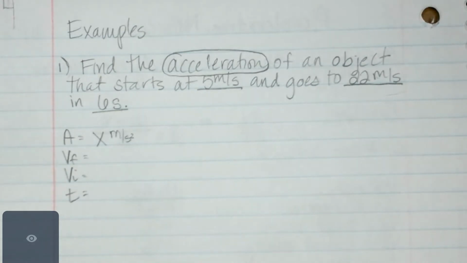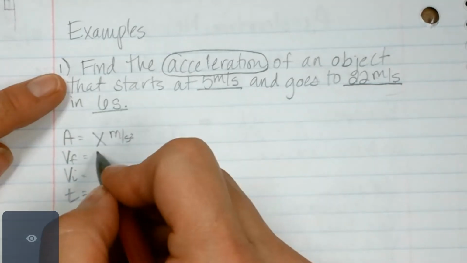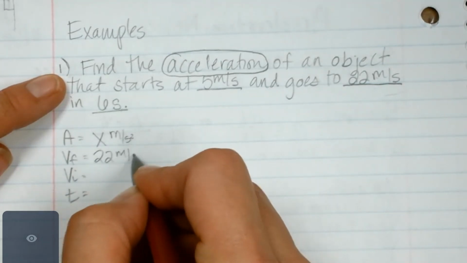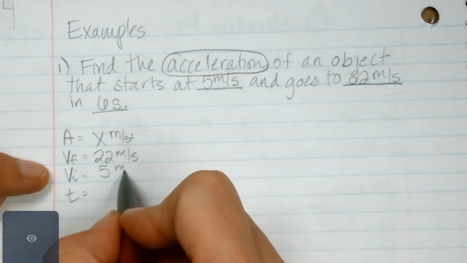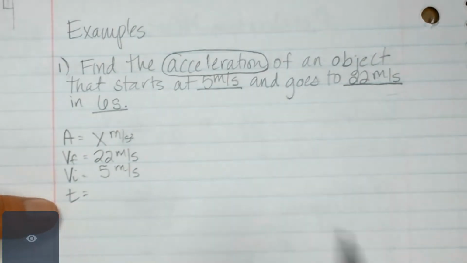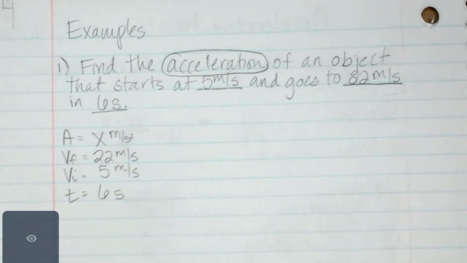My final velocity is going to be what they end at, so it's going to be 22 meters per second. My initial velocity is going to be 5 meters per second. And my time is going to be 6 seconds. So at this point, I'm ready to plug it into my equation.